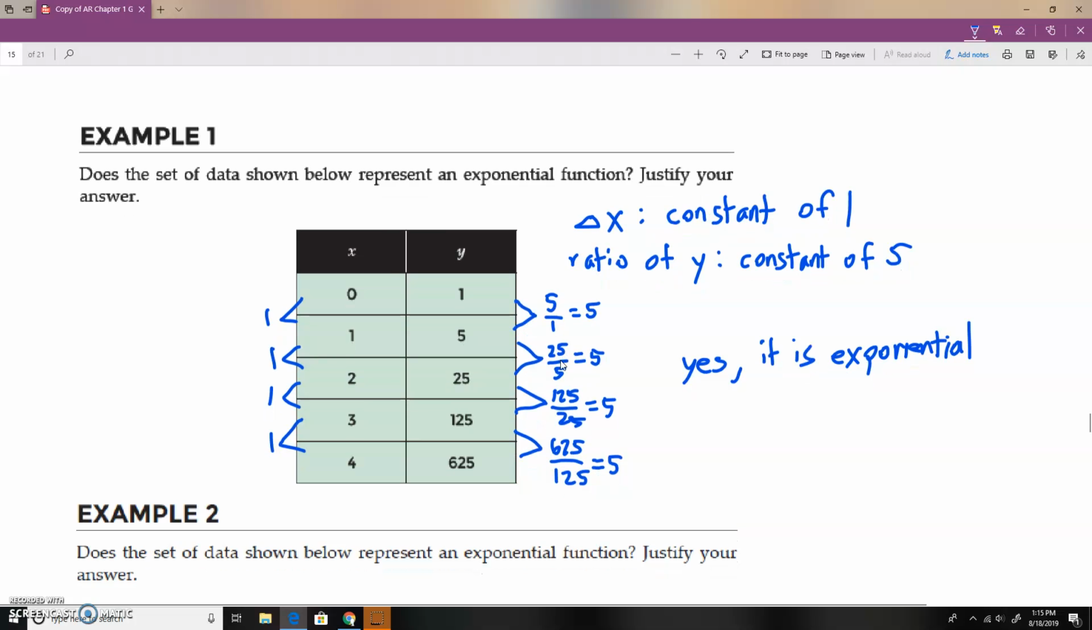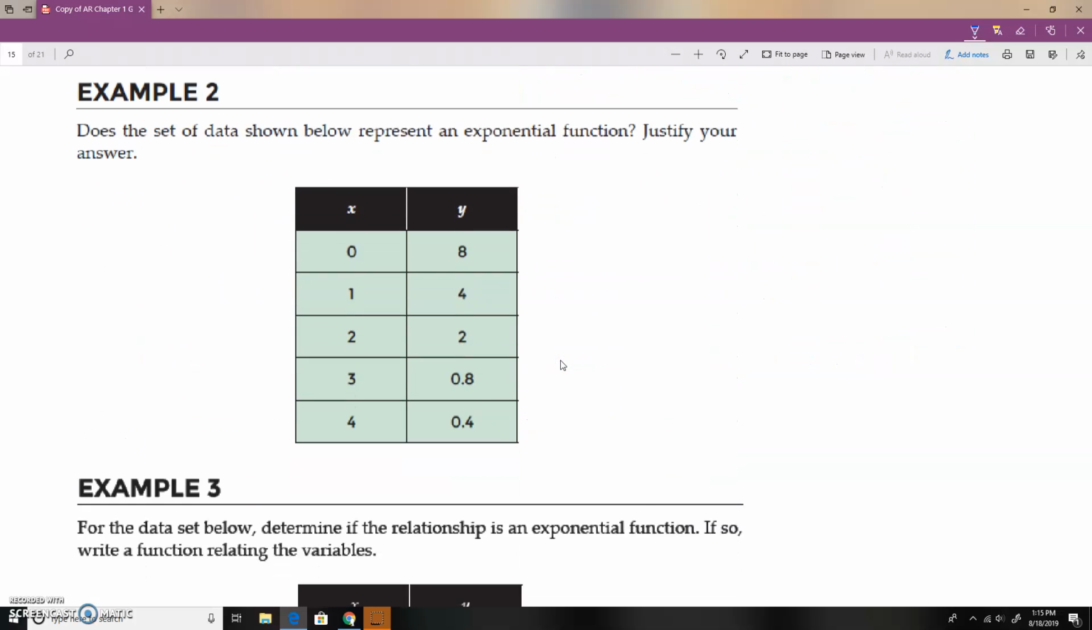Alright, so let's look at our example 2 now. In example 2 we're going to look at our change in x, and it is a 1 again every time. But let's look at our ratio of our y values. So we'll do 4 over 8, which gives us 0.5. 2 over 4 is also 0.5.